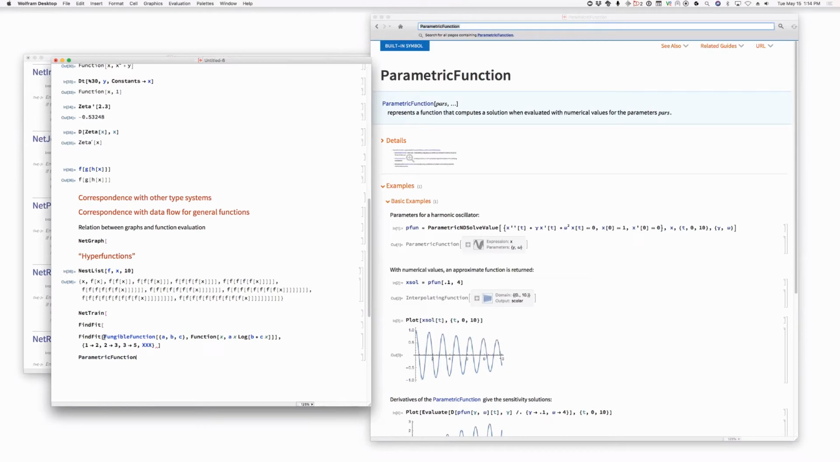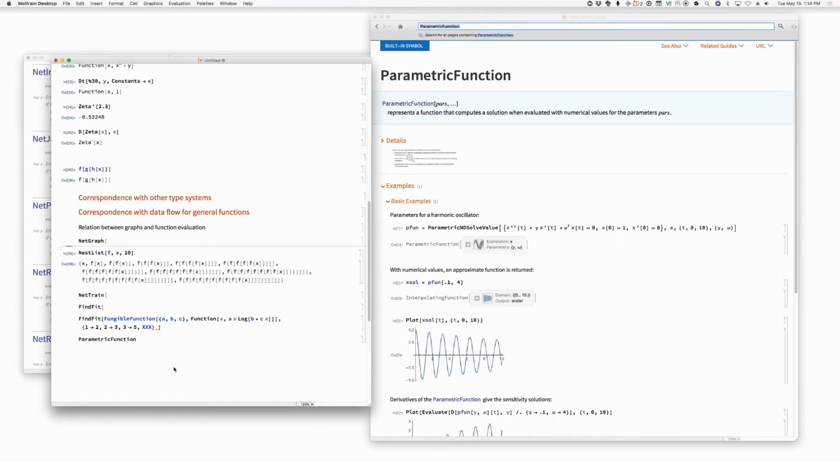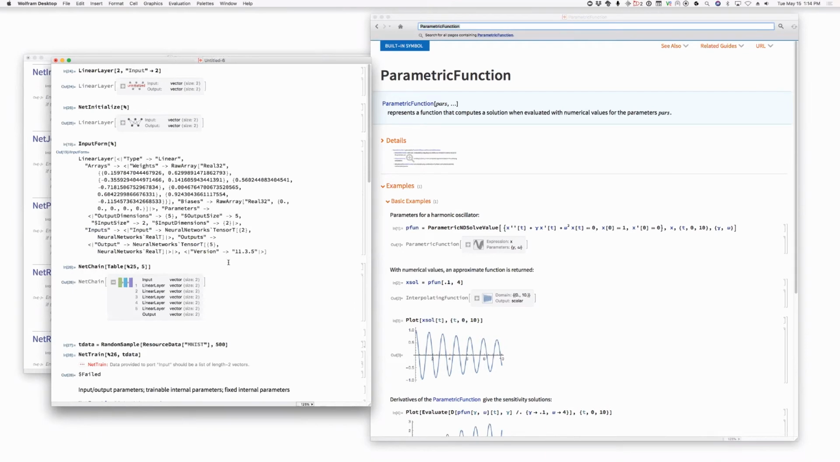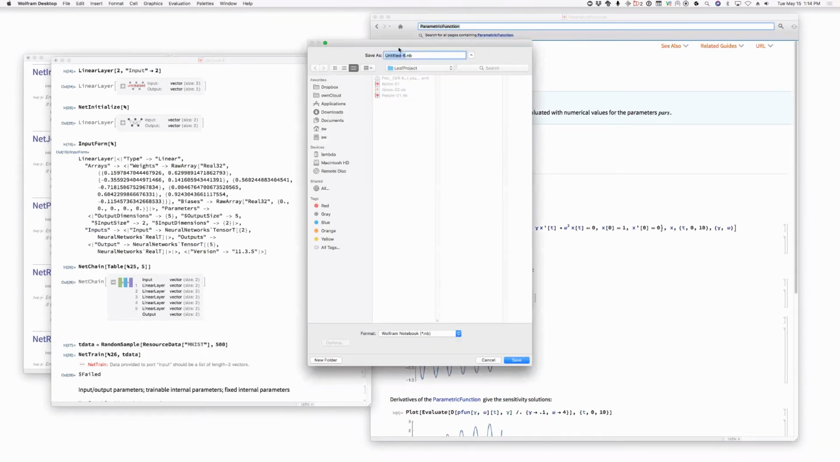One direction is doing better with this fungible functions concept. The other direction is this data flow for functions. Okay, knitting functions together. Actually, let me write that down separately, because I'm going to save this someplace in my system.